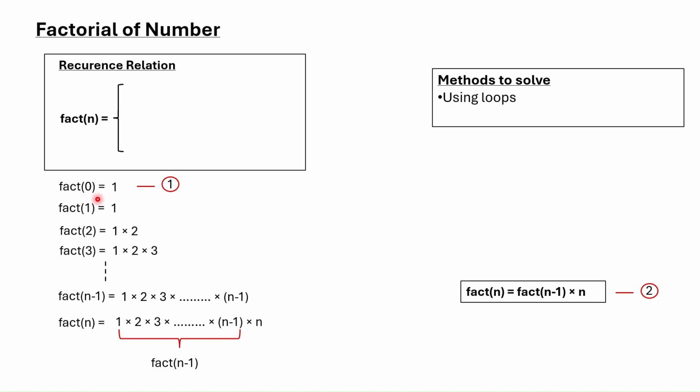Yes, this equation 1 should be our base condition, and that is if n is equal to 0, what we get? We get 1. And if n is greater than 0, this equation 2 we get, and that is factorial of n minus 1 terms multiplied by n. So we have successfully written the recurrence relation of factorial of a number. So let's quickly go into our code editor and write the code of this problem.